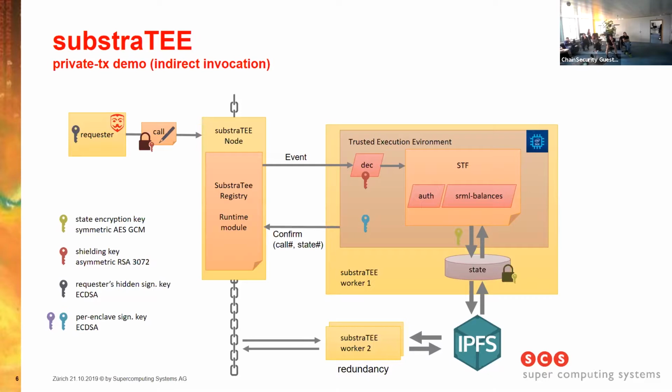And as the state here is encrypted, we also need to have a key sharing between enclaves, because they want to access the same state. So what we do is mutual remote attestation. The enclaves talk to each other until they are convinced that both are genuine, and then they exchange the keys.